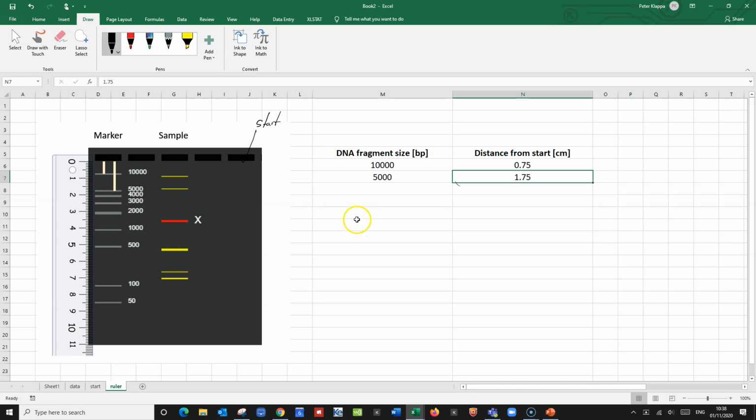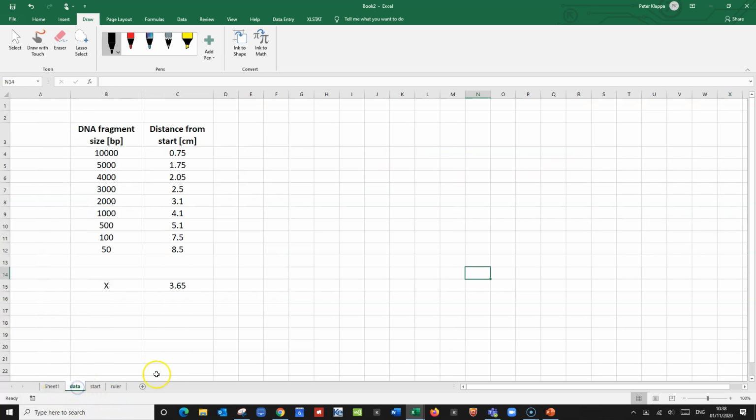So I've now done this table for all the DNA fragments down to 50, and I measured the distance with the ruler from the start, including the unknown band here. So here are the data of the DNA fragments and the distance from the start. So let's just simply draw a graph to see whether this is a nice linear relationship between the DNA fragment and the distance traveled from the start.